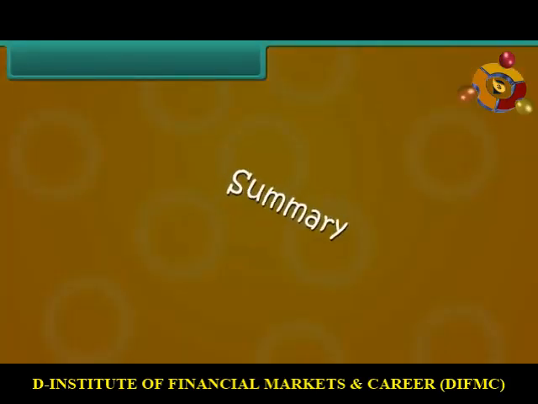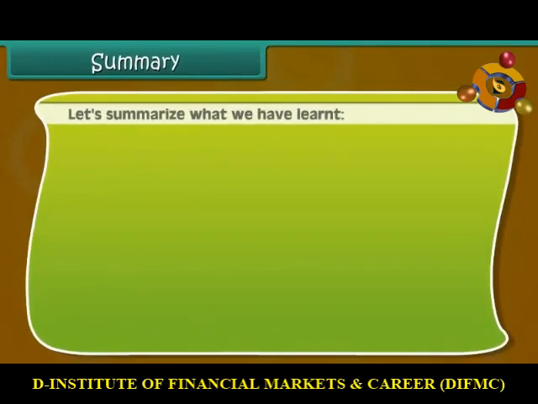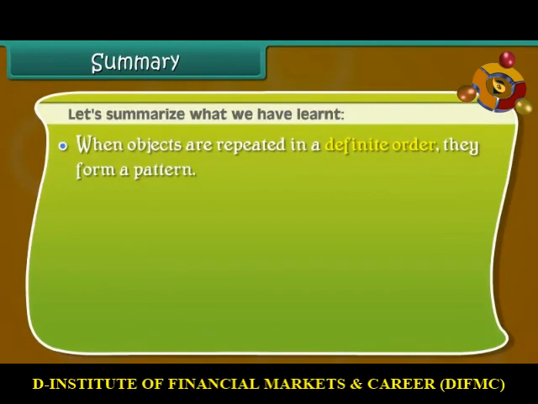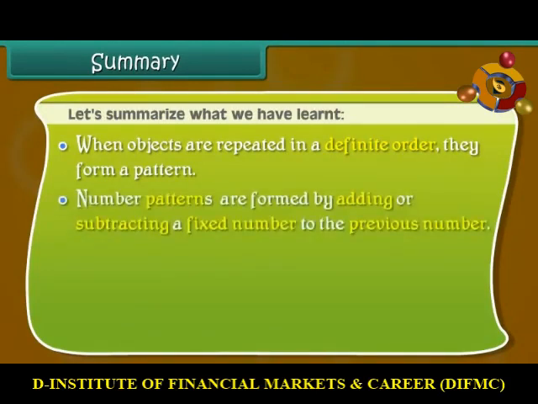Summary. Let us summarize what we have learnt. When objects are repeated in a definite order, they form a pattern. Number patterns are formed by adding or subtracting a fixed number to the previous number.